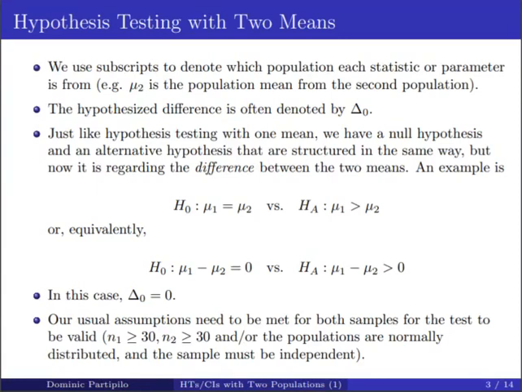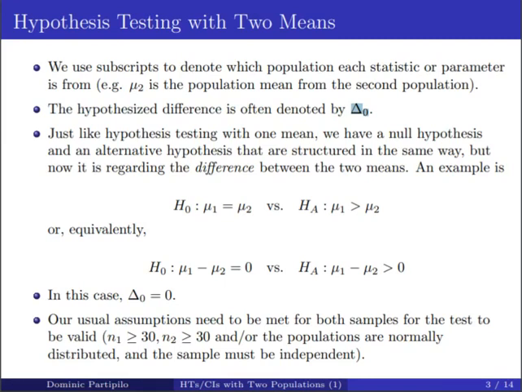So here's what's going to happen when we're doing hypothesis testing with two means. First of all, we're going to use subscripts to denote which population each statistic or parameter is from. So for example, mu2 for the Pokemon fans is the population mean from the second population. Similarly, mu1 is the population mean from the first population. And between these two population means, we're going to have a hypothesized difference, and we're going to call this delta zero. And we'll get into what that means in just a second.